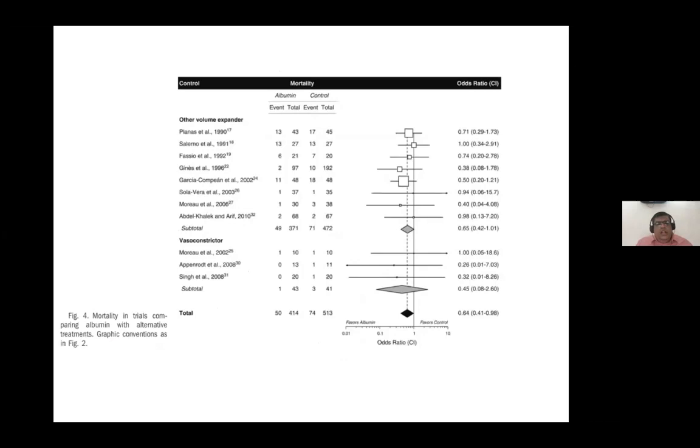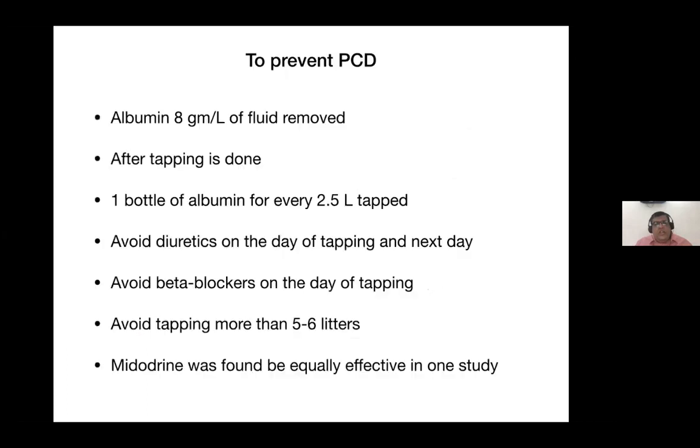Similarly, mortality was significantly different if you used other volume expanders as compared to albumin. So you must use albumin. It saves lives after doing a large volume paracentesis. With vasoconstrictors, again, the mortality rate was similar, although there was a tendency towards favoring albumin.